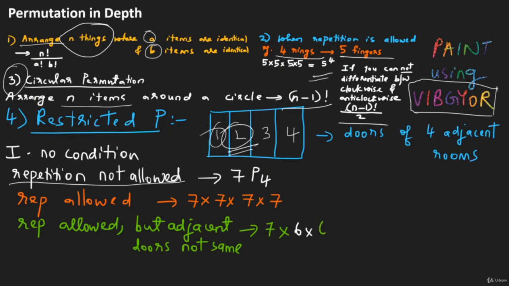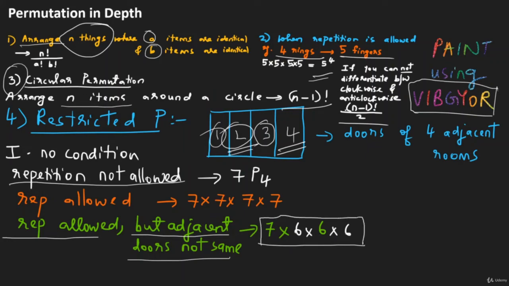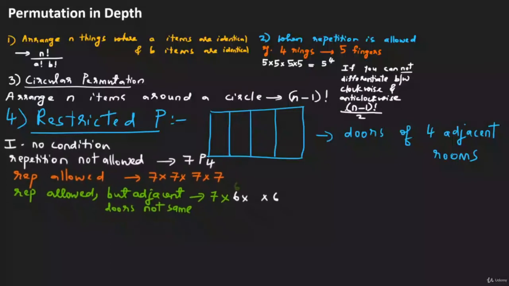Therefore, the third door also can be painted in 6 ways, and the fourth door also can be painted in 6 ways. The only color which you cannot use to paint the fourth door is the color used to paint the third door. Therefore, when repetition is allowed but adjacent doors should not have the same color, you can do this in 7 into 6 into 6 into 6 ways. Alright, let's keep that aside.